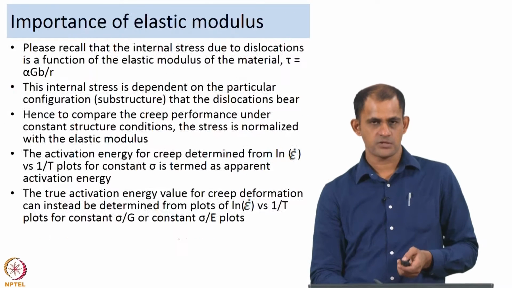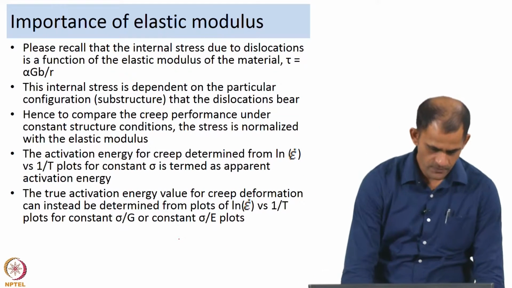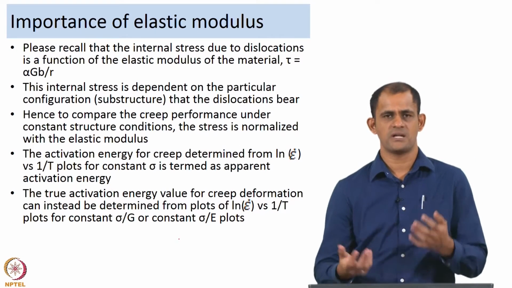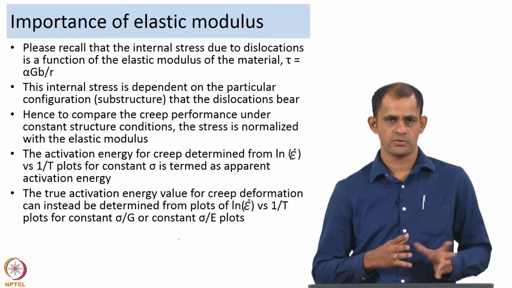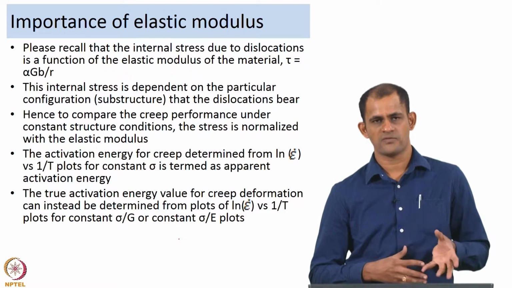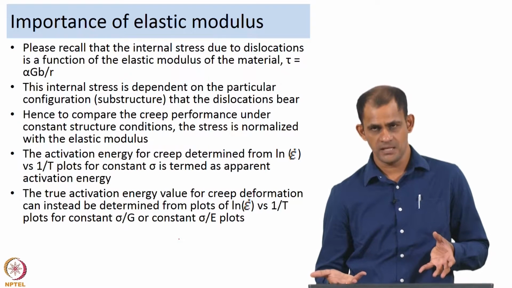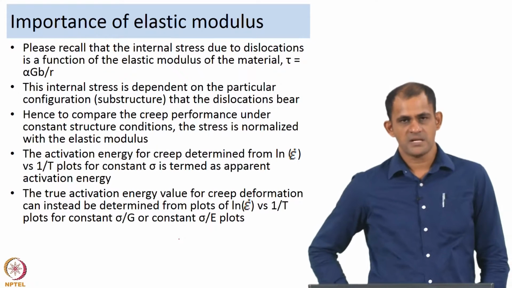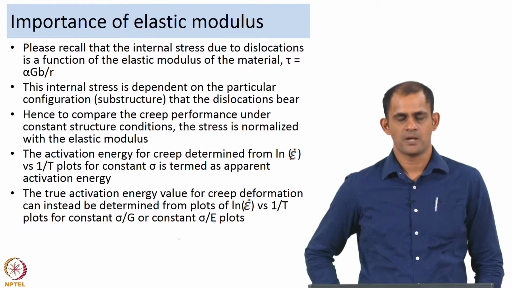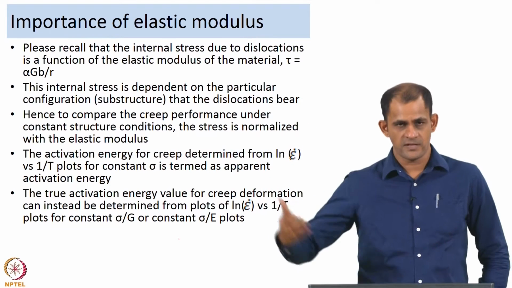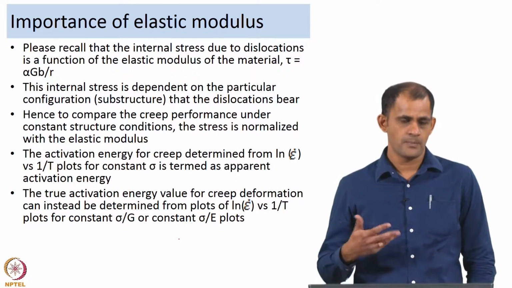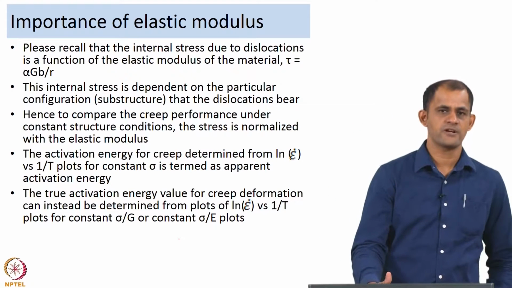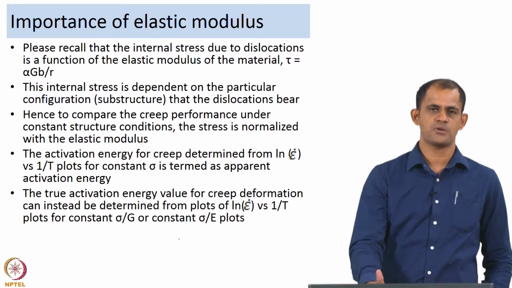So, this brings us to the importance of elastic modulus. We are talking about the normalization of stress with shear modulus or the elastic modulus, either case it is fine. You can do sigma by G, or you can make a plot of normalized strain rate against sigma by E or sigma by G, and it will still be the same. Now, the normalization with E or G is important because, if you recall, in one of the first few portions where we were talking about the importance of stress and temperature, we said that the internal stress generated due to dislocations is a function of the elastic modulus of the material.